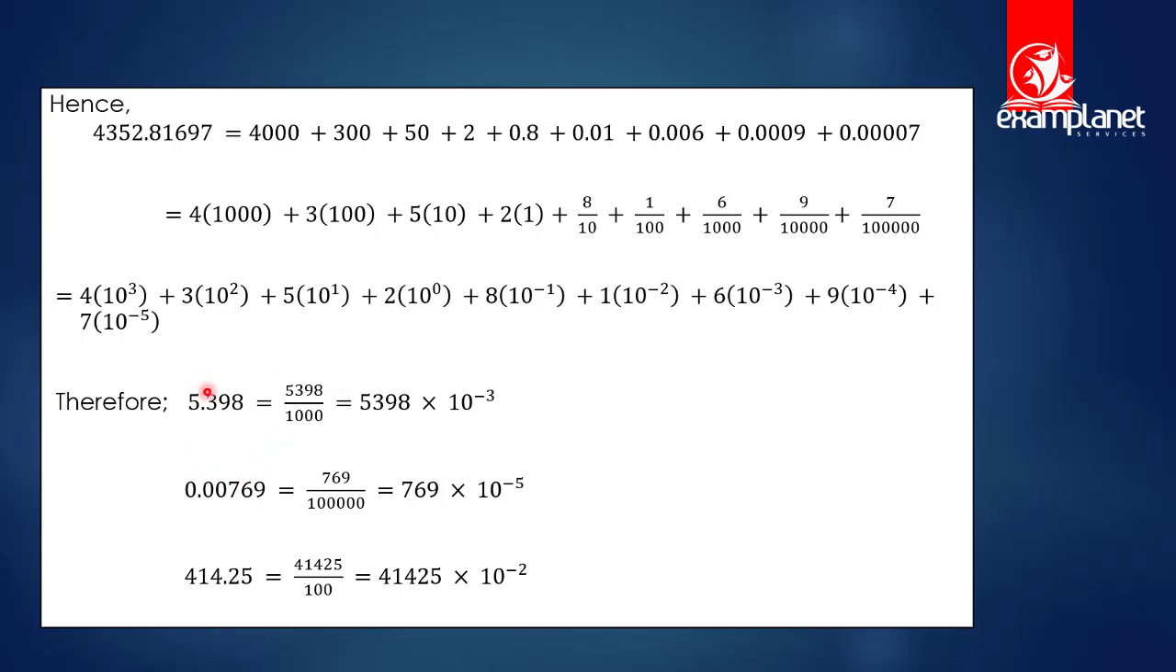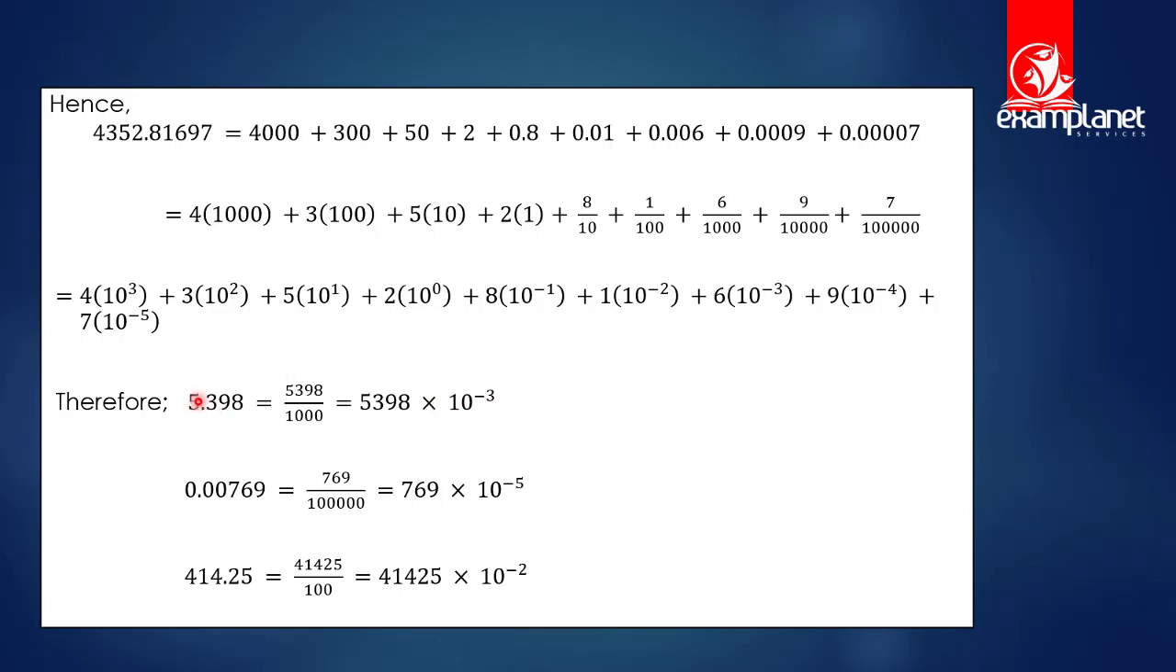Therefore, this simply means we can easily write these kinds of numbers as 10 to the power something. Okay, so that is the idea here. That's what we're trying to learn here: how we can simply write a number like this as times 10 to the power something.